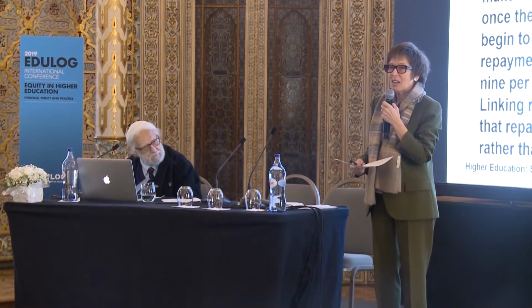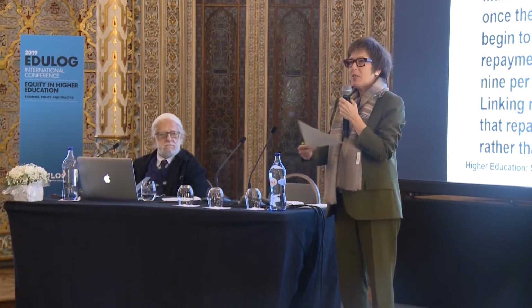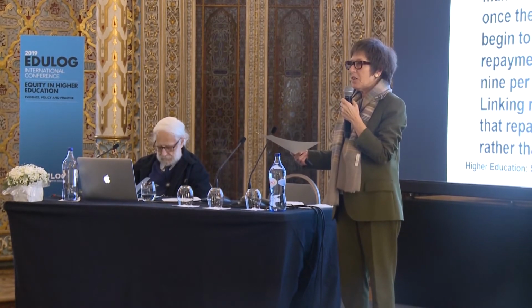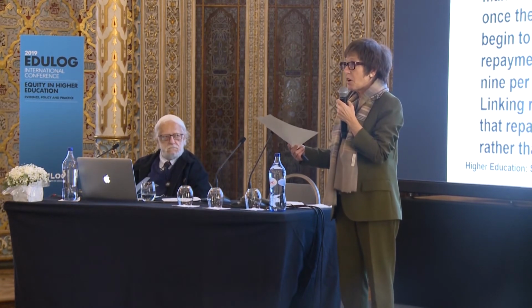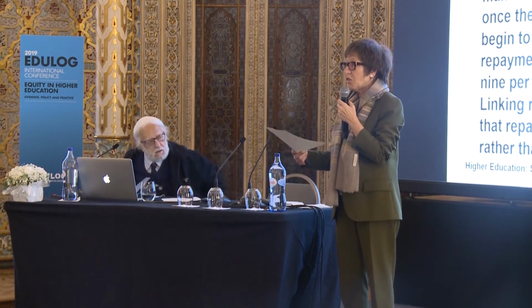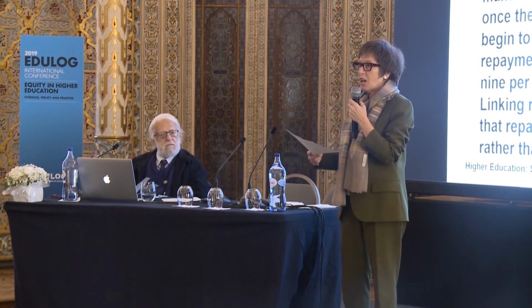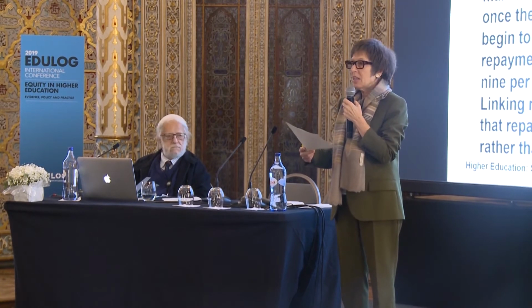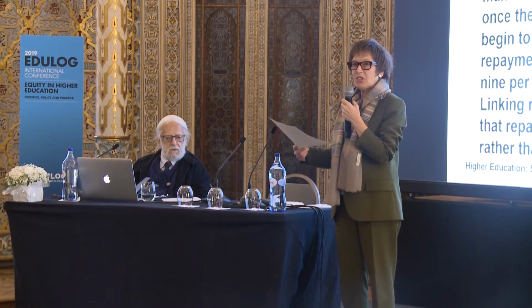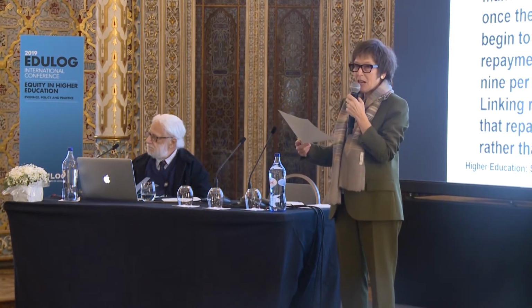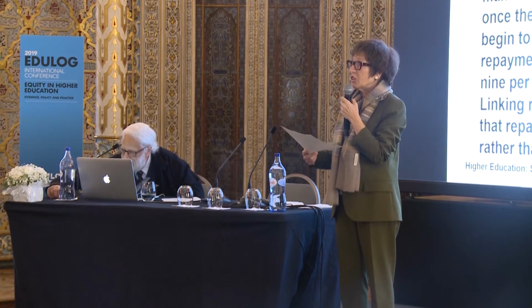So in America, for example, most loans are repaid over a standard 10-year period, and the amount that is repaid depends on how much you borrowed and the interest on the borrowing. But under income contingent loans, the amount you borrowed doesn't matter. Your repayments will be the same whether you borrow £10 or £100,000 because the repayments are linked to earnings.